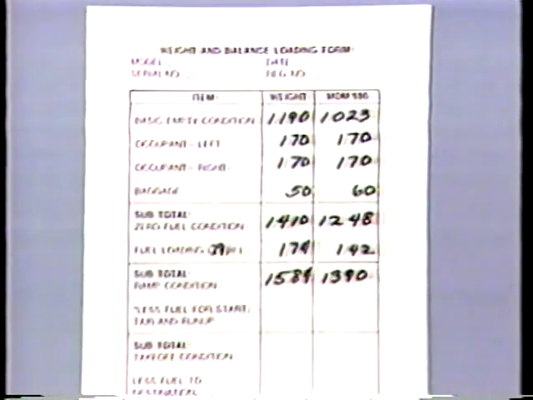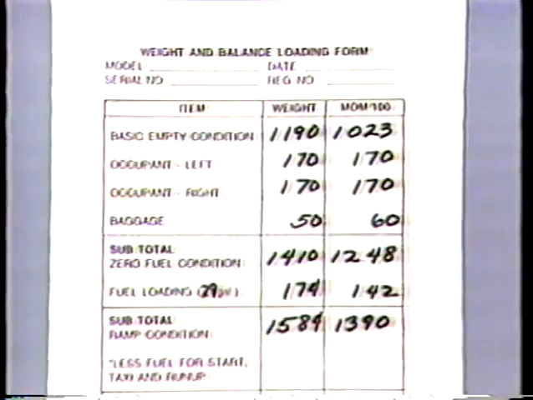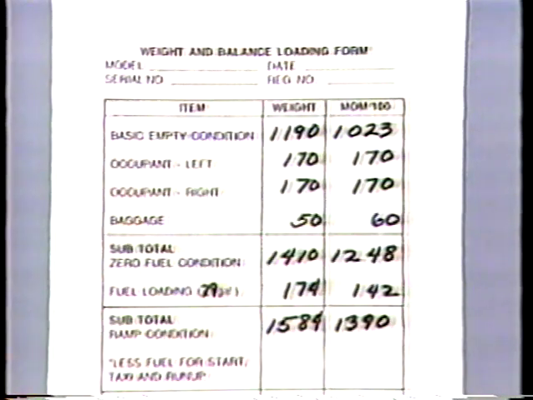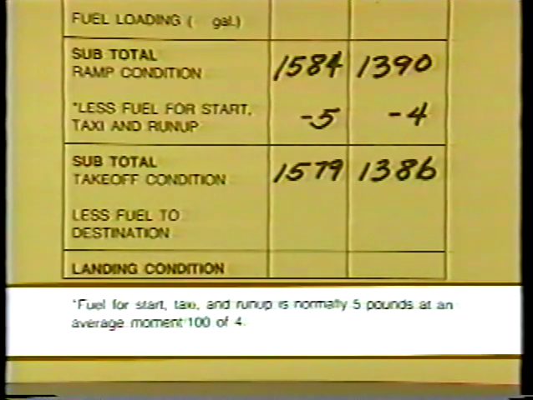With full fuel tanks, fuel loading figures will look like this. Add the zero fuel condition and the fuel loading figures. The ramp weight should then read 1,584 pounds with a moment of 1,390. Subtract fuel for start, taxi, and run-up. This figure is usually 5 pounds with a moment of 4. Again, subtotal these numbers to find the takeoff condition.